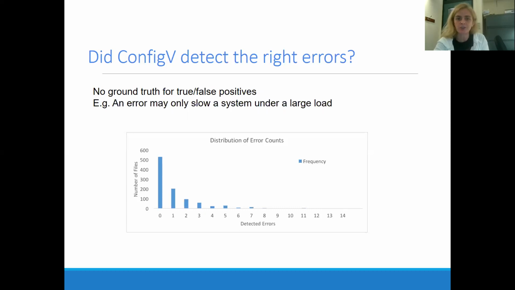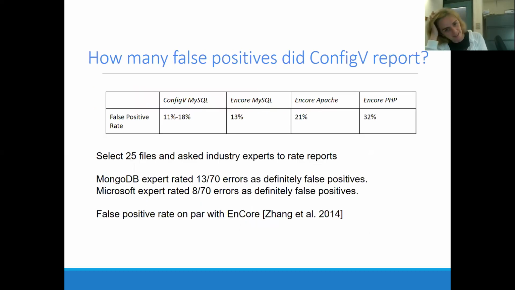Are those really errors? So that's why we reached out, again, to humans, and we contacted former colleagues that we knew were working on configuration files. One was at MongoDB, and the other one was at Microsoft. We randomly selected 25 files and asked them, can you look into those configuration files and the errors that we report? Could you tell us how many errors are there, and what you would classify as a false positive?